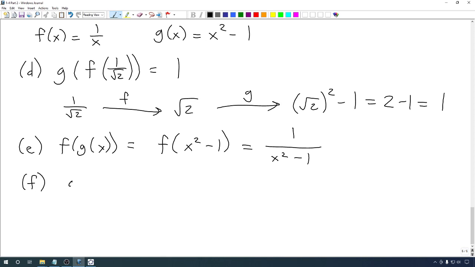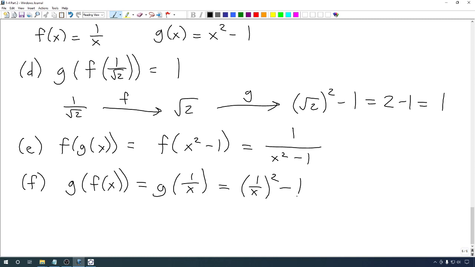If I look at the other order, g of f of x, so I have my formula for g, but in that formula for g, I need to put in my formula for f. So 1 over x is what I have for f. I'm going to take my formula for g, and anywhere there's an x, I'm going to replace it with a 1 over x. That means I have a 1 over x squared minus 1.